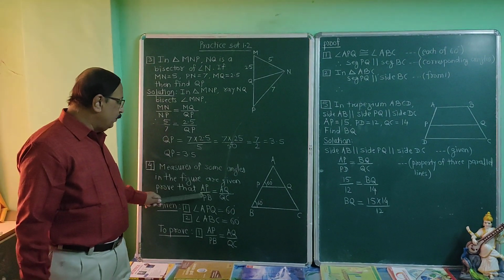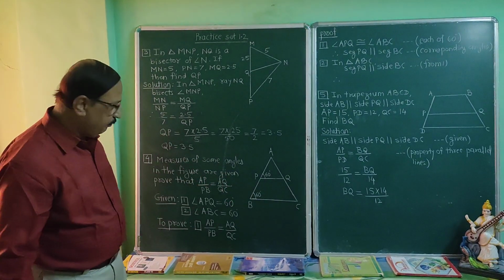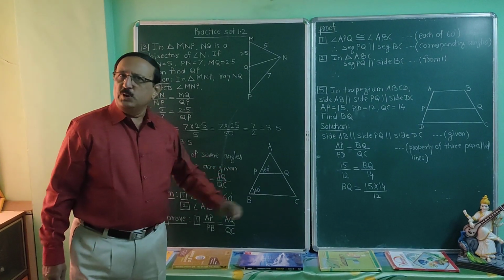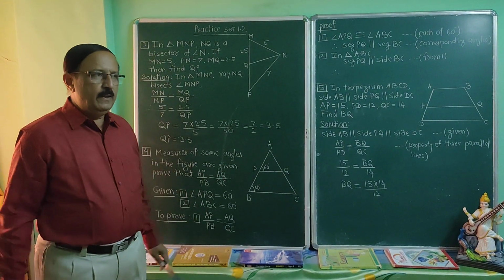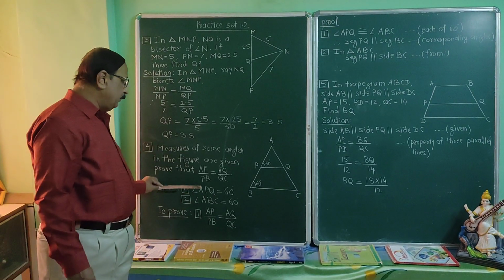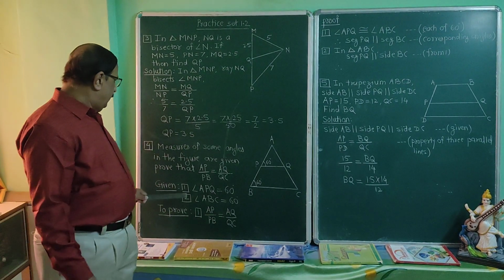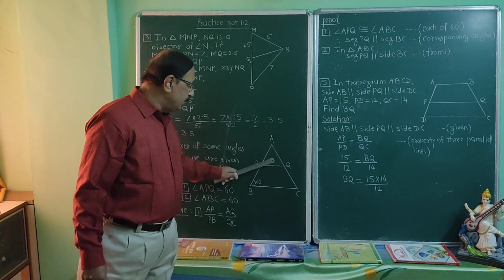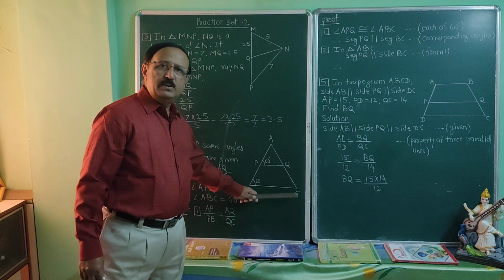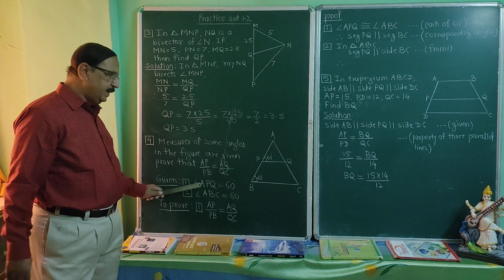Prove that AP upon PB is equal to AQ upon QC. Now this is a proof and there is a format for the proof: given, to prove and then proof. What is given? Angle APQ is equal to 60 degree. Angle ABC is also equal to 60 degree. This is given.